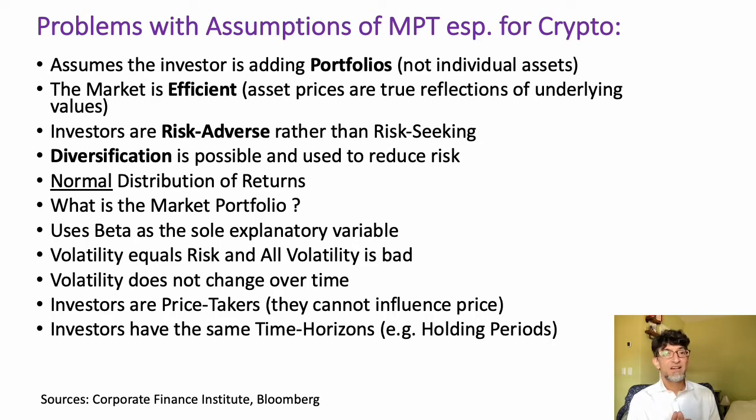And if stocks don't reflect underlying values, you know that cryptos definitely are not going to reflect any sort of value. Point number 3 is that investors are risk averse, but sometimes it seems that investors are risk seeking in the crypto world. It also assumes that diversification is possible to reduce risk, but in crypto land, or the cryptoverse, I should say, that is not possible. All cryptos are highly correlated with Bitcoin, so you cannot diversify away risk by buying different types of cryptos.